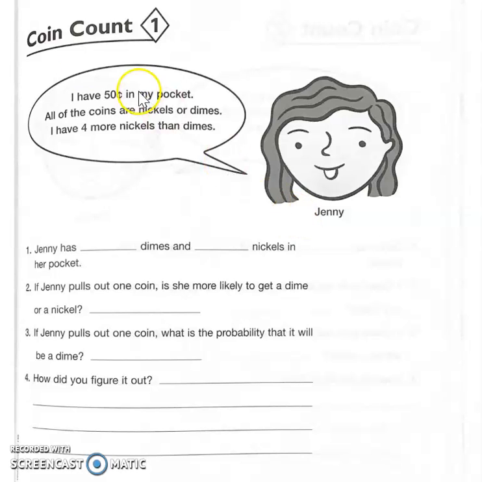This activity is called coin count. So at the top of each page, someone's going to tell you how much money they have and a little hint about what types of coins they have and how many they have of each kind. You got to use those hints to figure out exactly how many of each coin they have and then answer these questions down here. It's going to deal a little bit with probability, which means we're going to use fractions. Okay, and I'll show you how that works.